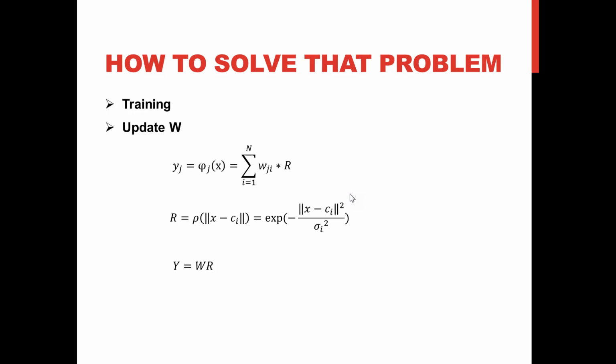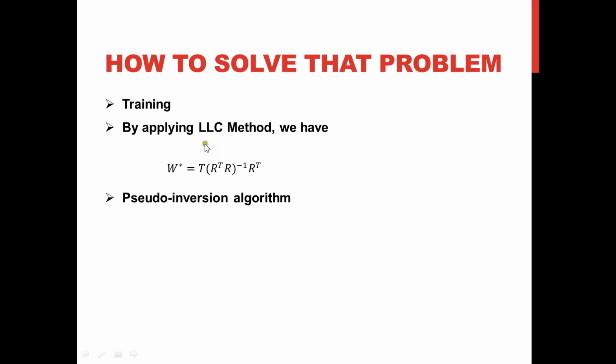Okay, so then let's just see how to train this classifier. First we need to update W. How to update W is just the vector style of these two equations. This is vector style. By applying the LSC method, we have W star equal to this one. This is the training rule, and this method is called the pseudo inverse algorithm. This is demonstrated in very much detail in my written report.